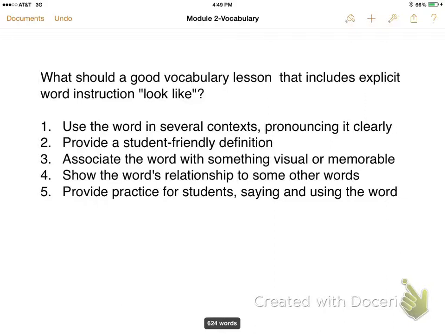Show the word's relationship to some other words. Synonyms, antonyms, homonyms. How does the word relate? Other variations of the word, words that have those inflectional endings, ing endings, ed endings of the same word, using it and showing relationship to other words. Providing practice for students saying and using the word. Not just write the sentence 10 times or write these disconnected sentences with your 5 vocabulary words, but giving practice where they're actually having practice using and saying the words.